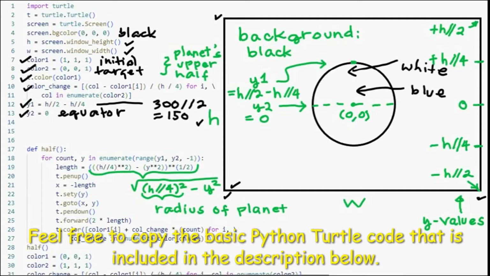Now, what is h // 4? That's going to be 300 divided by 4. Well, anyway, again, there's no problem with this because the answer is an integer.